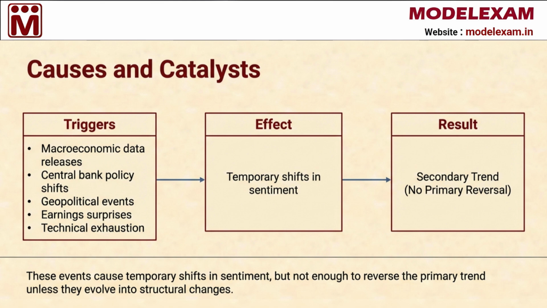It could be the release of macroeconomic data like inflation numbers or a shift in central bank policy. It might be a geopolitical event or a surprise in company earnings. Sometimes it is just technical exhaustion where buyers are simply tired. These events shift sentiment temporarily, but remember, they are usually not strong enough to reverse the entire primary trend.